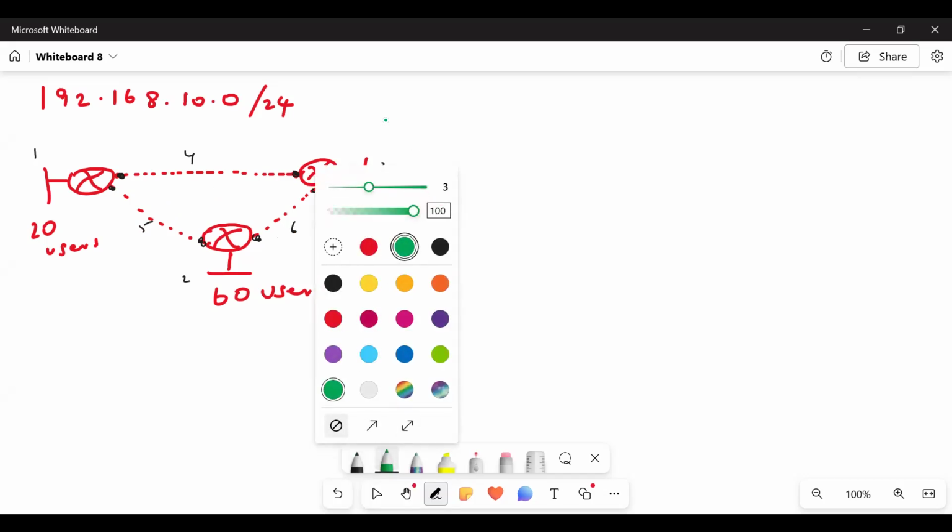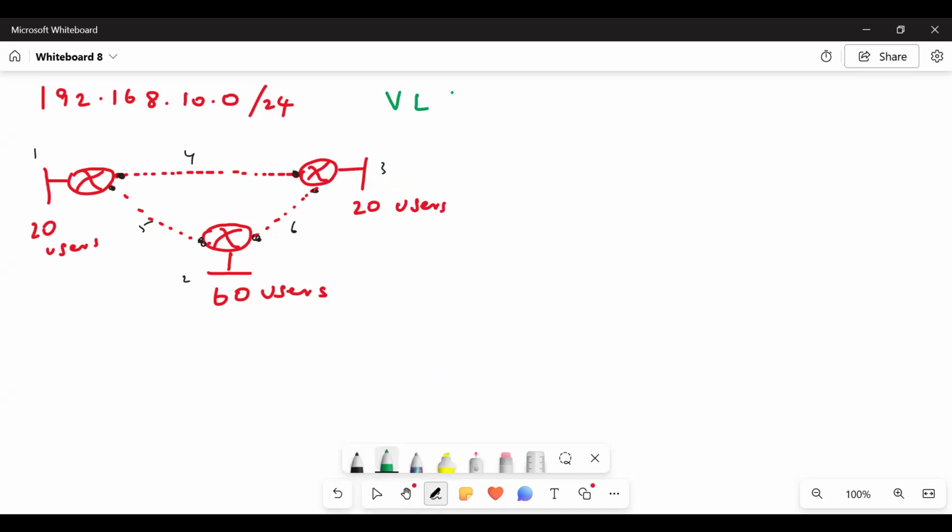The first step is to start with the larger subnet. Which one is the larger subnet? This network is for 20 users, this one is for 60, and this one is for 20. So we need to focus on the network with 60 users first.